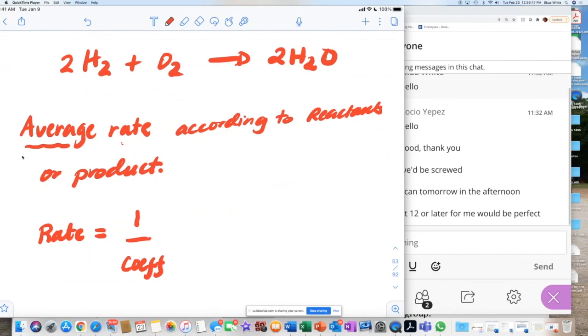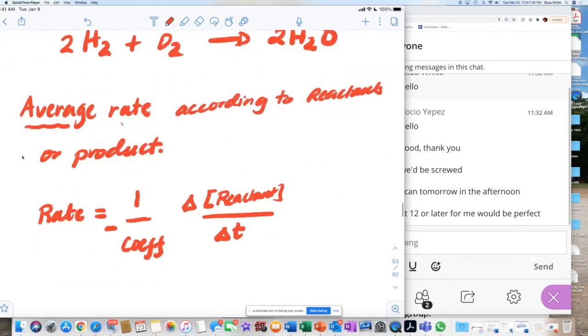Okay, 1 over the coefficient. And if you had a reactant, don't forget to put a negative, right? Negative 1 over the coefficient. And then you have the change in the concentration of the reactant over the change in time, okay? And this is the way you will get the rate of the reaction if they tell you to find it according to the reactant or the product. You will use this method.